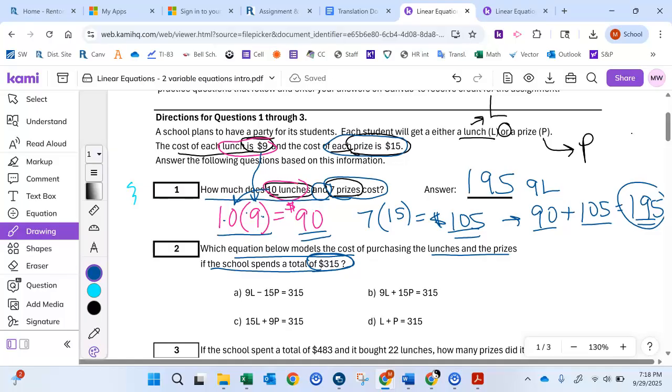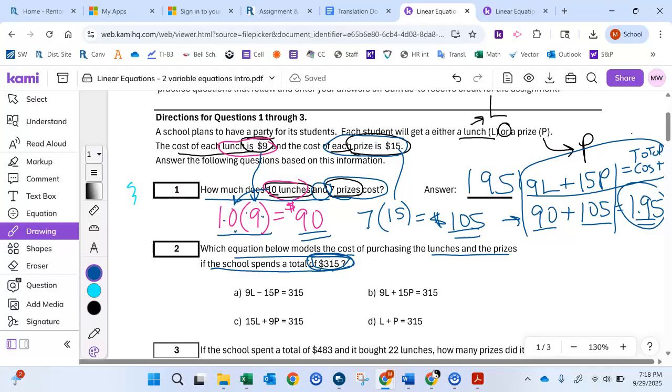So if we know the number of lunches was 10, that's fine, but we don't know what it is. This is different than that. So that's this part right here, right? Plus, and then where's the 105 come from? Well, that's 7 prizes. Do we know how many prizes there are? No, so we just put P for prizes, but each one's $15, okay? So that is the actual equation, and that equals the total cost, okay? So for this one, the total cost is 315.